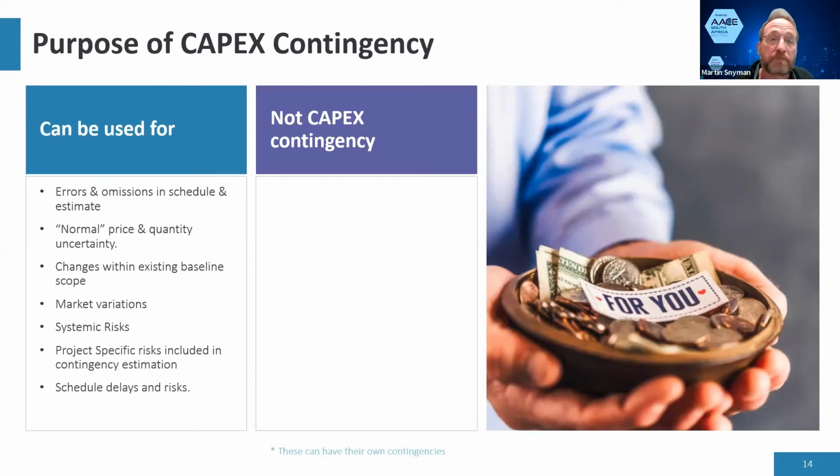Remember, time is money. Okay, what is not in the contingency? Because this is typically what you see people want to use contingency for. They want to use it for new scope. They want it to fund abnormal price and quantity fluctuations. Changes to project strategy. If you change your packaging, if you change your engineering contract type and those kind of things, you can't use your previous contingency estimate to fund that.